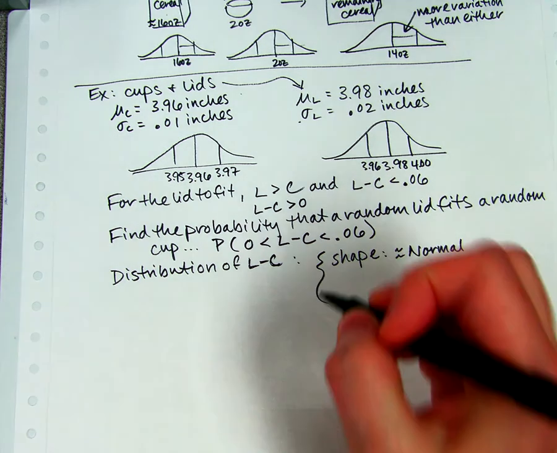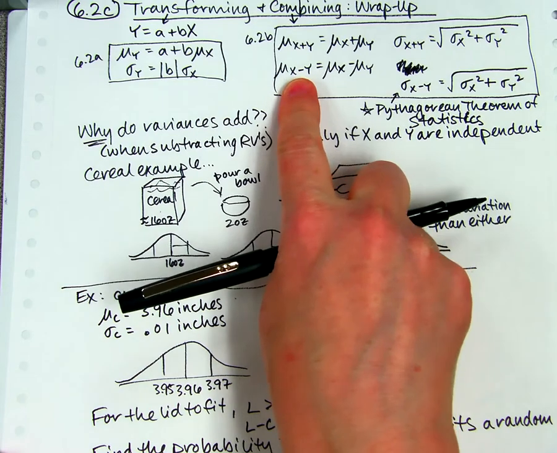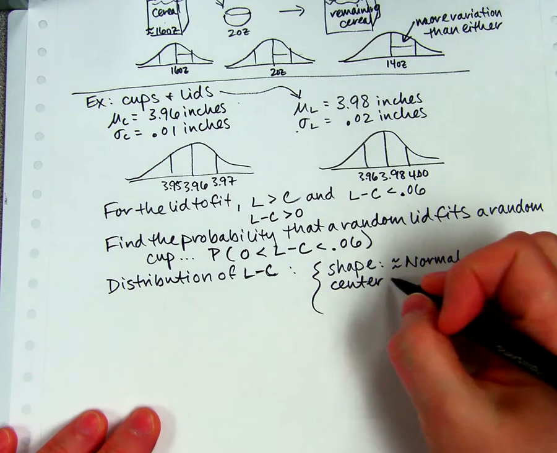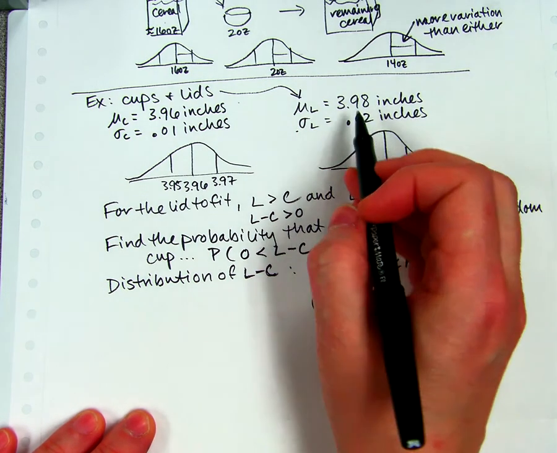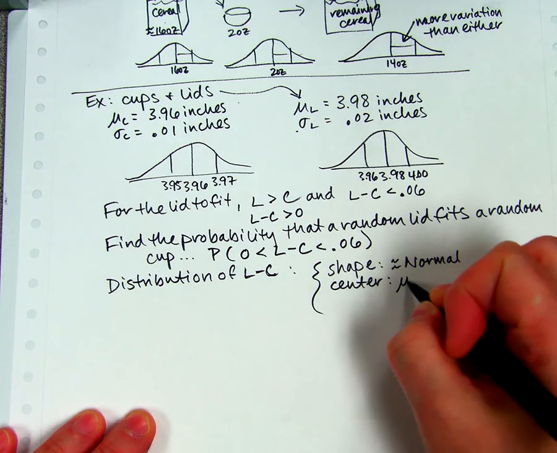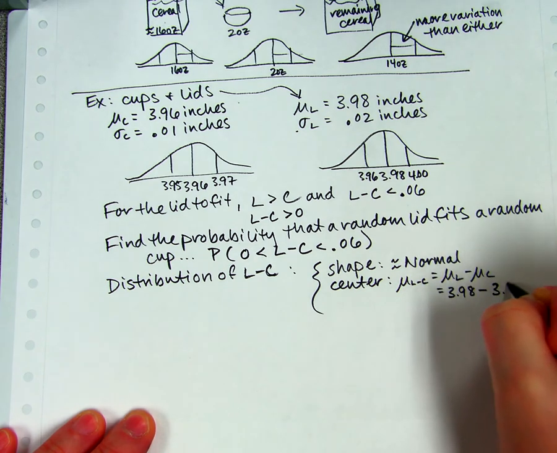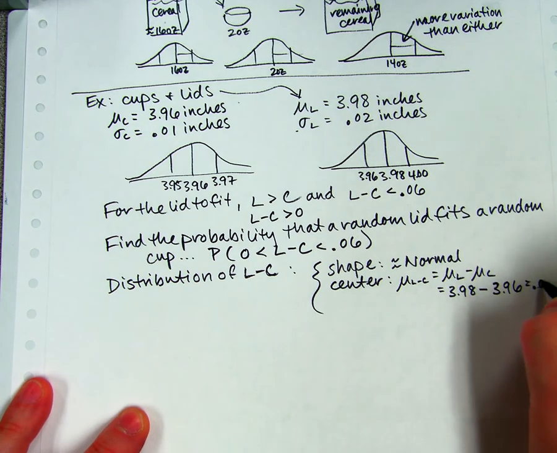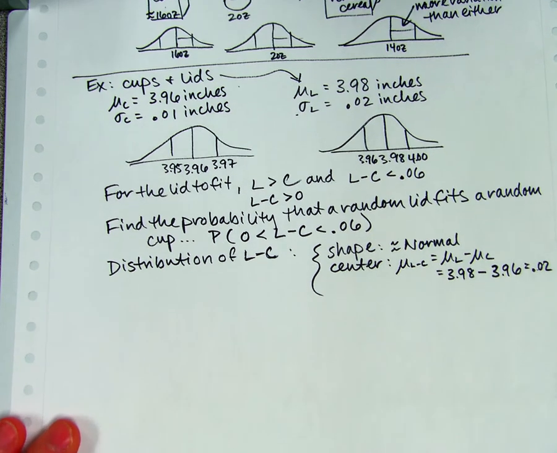Okay. Center, we just learned this, right? If I subtract two random variables, I can subtract their means to get the new mean. So the center, or the expected value of this difference between the lid and the cup, is just subtract the two means. It's mu of L minus C is mu L minus mu C, which is 3.98 minus 3.96. Or in other words, I expect them to be about 0.02 inches apart. So that's not a very hard calculation, but you might not have known before that you could do that.